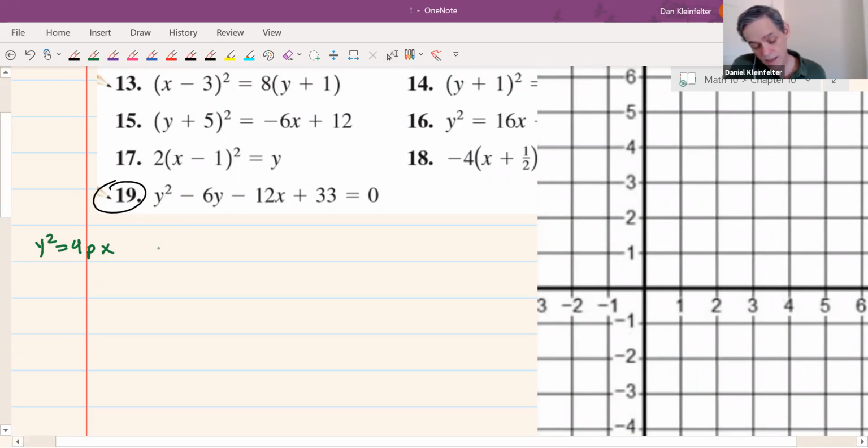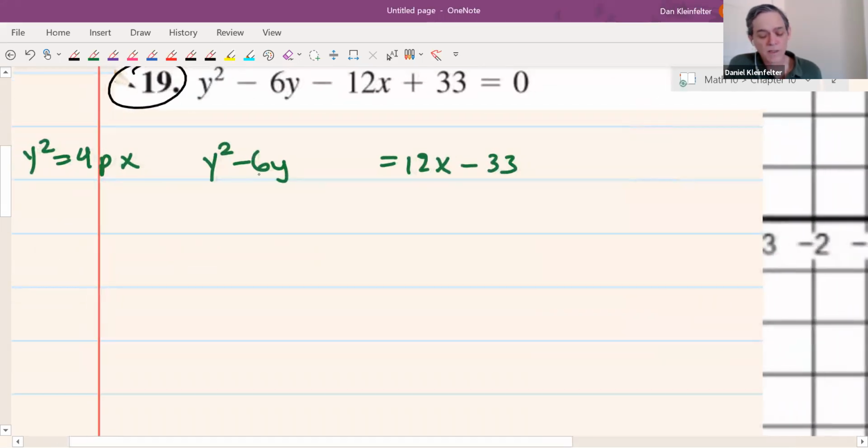So let me keep y squared minus 6y on the left side. And then the minus 12x plus 33, let me subtract that from the left side. So we'll have 12x minus 33 on the right side. Okay, so now we want to complete the square in y. So taking a look at the 6 in there, we'll take half of 6, that's 3. 3 squared is 9. So we'll be adding 9 to both sides.